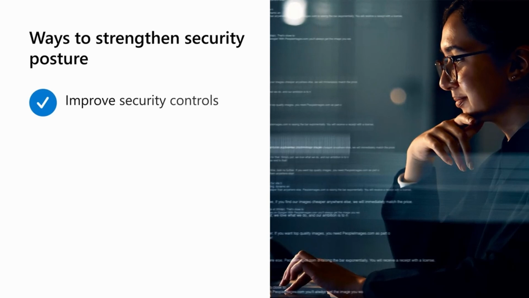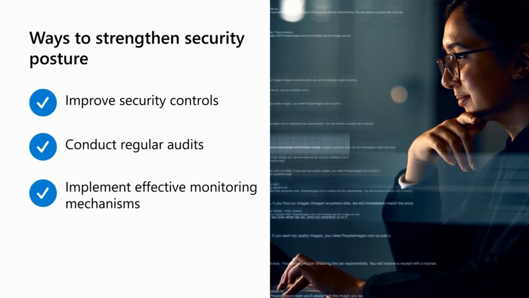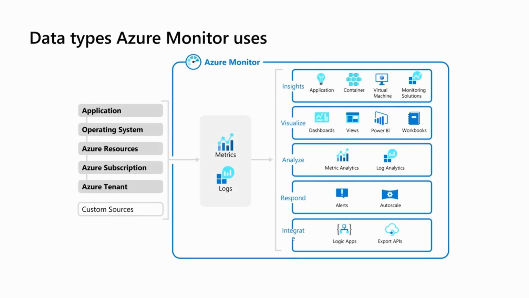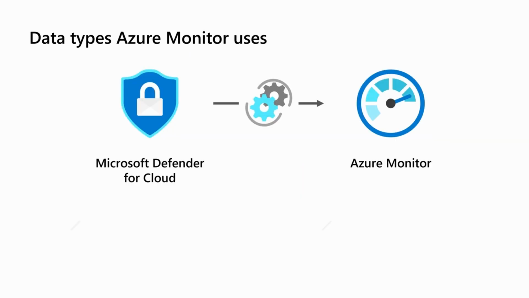You learned the importance of improving security controls, conducting regular audits, and implementing effective monitoring mechanisms to enhance your organization's security posture. You went on to learn about the two fundamental data types Azure Monitor uses: metrics and logs. Metrics are numerical values describing some aspect of a system at a point in time, and logs contain time-stamped information about resource changes.